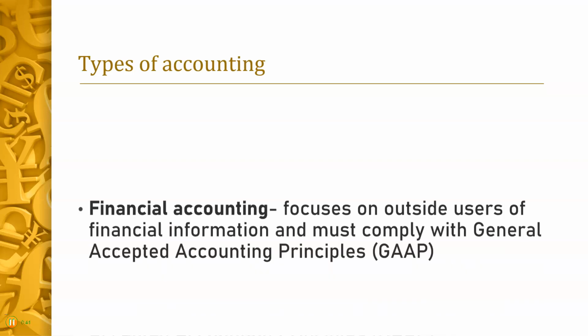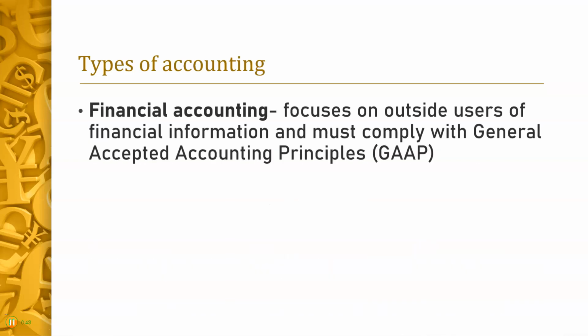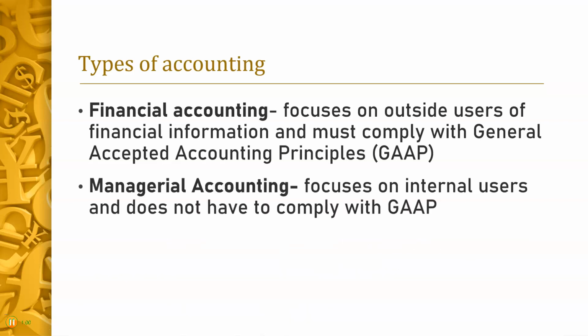Okay, there are two types of accounting. The one we're going to cover in this semester is what we call financial accounting. We focus on providing information to outside users that's financial in nature, and we have to comply with generally accepted accounting principles known as GAAP. Then we have managerial accounting, my favorite part of accounting, which you cover in 116B, and this focuses on internal users, and we are not required to comply with GAAP because it stays within the company.